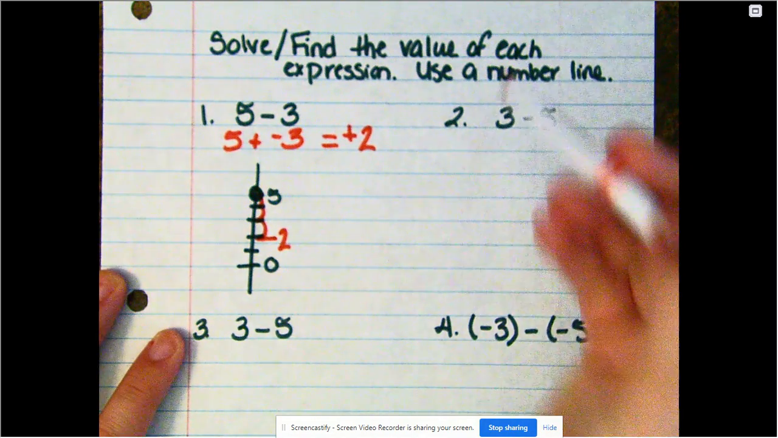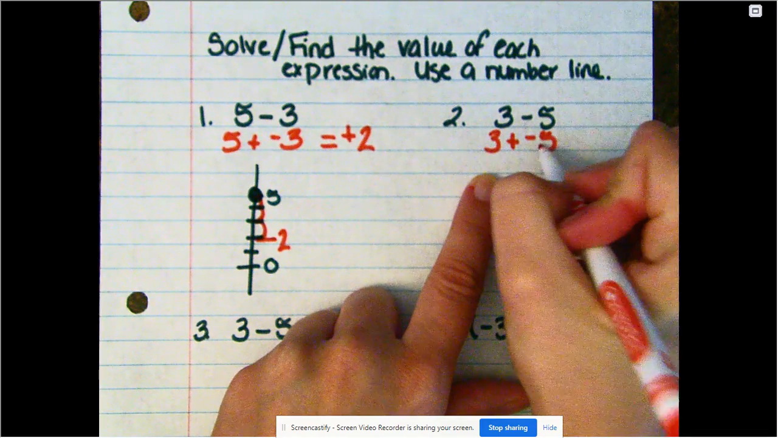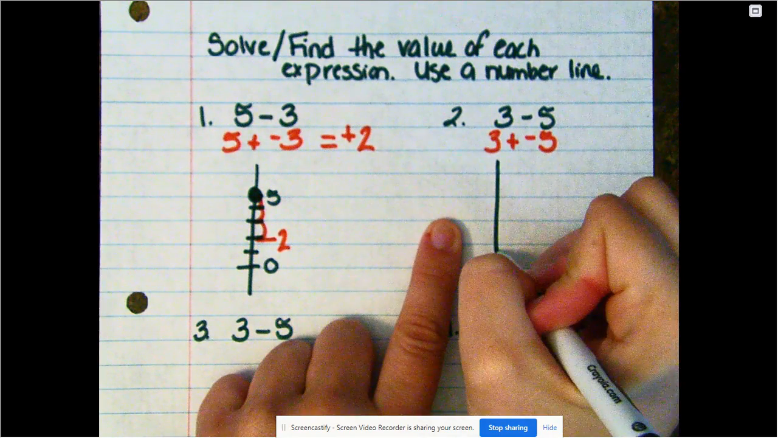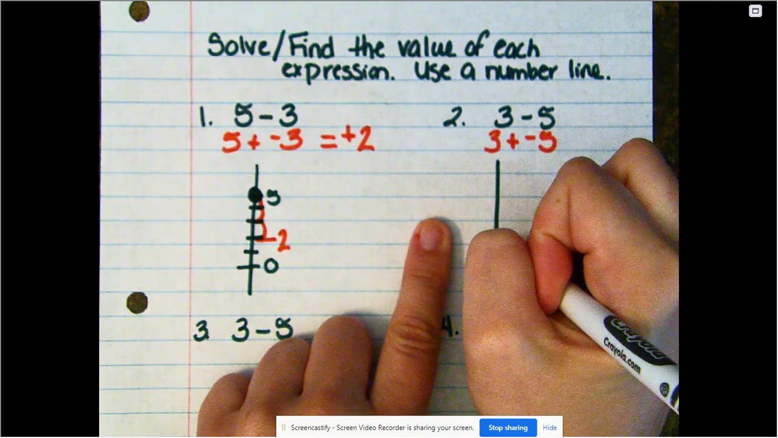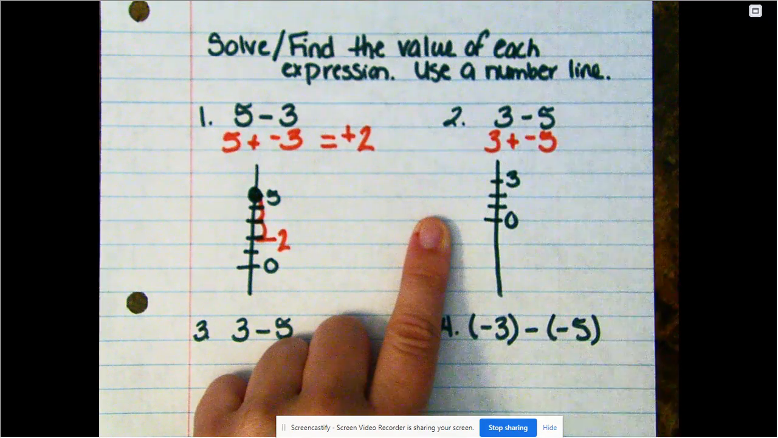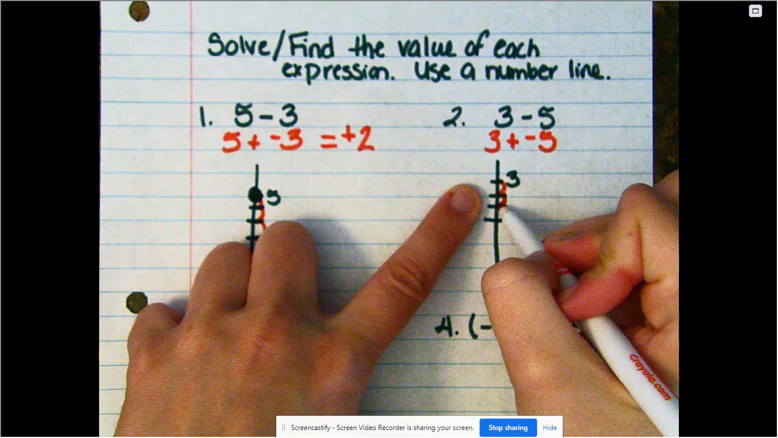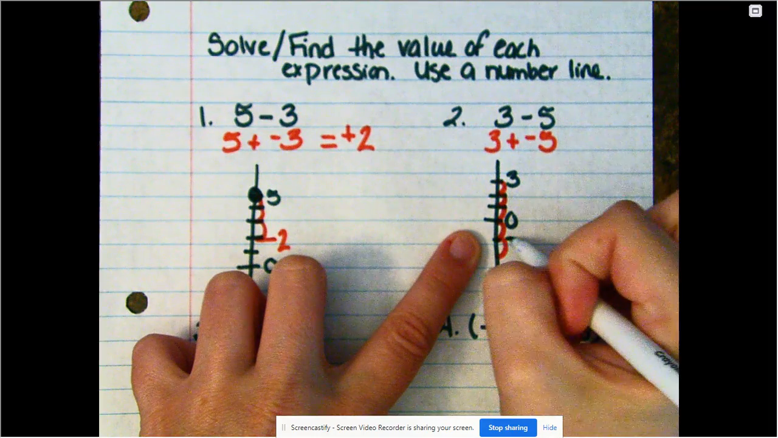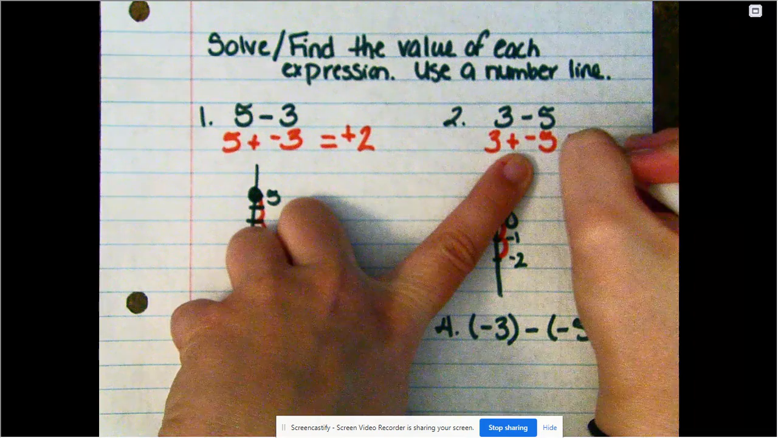Okay, this one, when we added the opposite, we got 3 plus negative 5. Okay, so we're going to start at 3, and then we're going to add negative 5 to that. 1, 2, 3. Okay, so we're going to start here at 3 and then negative 5. 1, 2, 3, 4, 5. Okay, so if I add numbers here, that'd be negative 1, negative 2. So the answer to this is equal to negative 2.